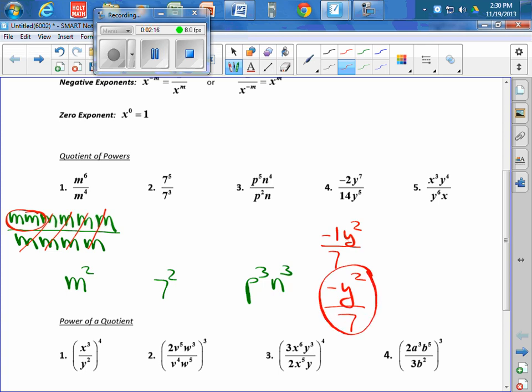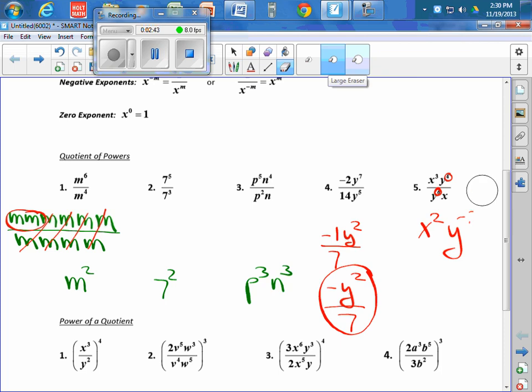But look at number 5. Now this one's a little bit different in that I have x to the third over x in the denominator. That's going to give me x squared. But if I take 4 minus 6, that gives me y to the -2, and I can't have a negative exponent. So what do I do with that -2? Well, I move it into the denominator and make it positive. Or I could just do this.